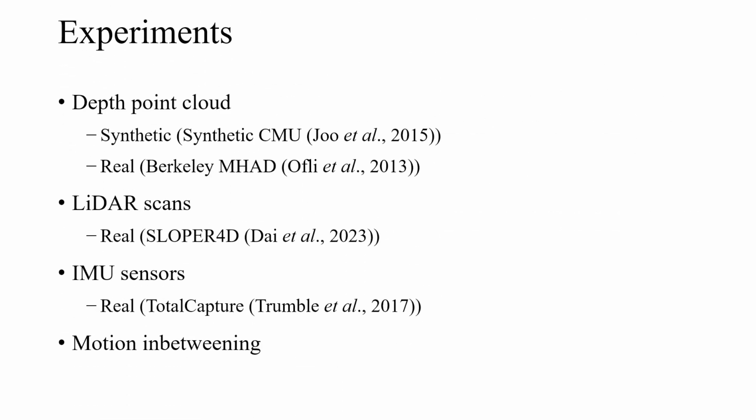We will show the experimental results as shown in this slide. For the depth point cloud, we tested on our synthetically generated CMU dataset, and also on the Berkeley MHAD dataset, which is a real-world dataset. Next, for the LiDAR scans, we applied ReMP on the real-world SLOPER4D dataset. For the IMU sensors, we tested also on real data included in the TotalCapture dataset. Finally, we present results on the motion in-betweening task.